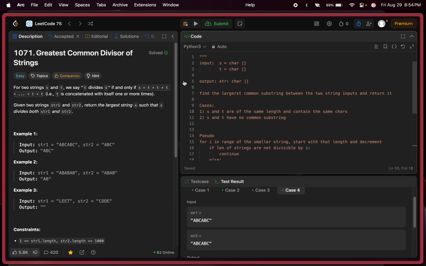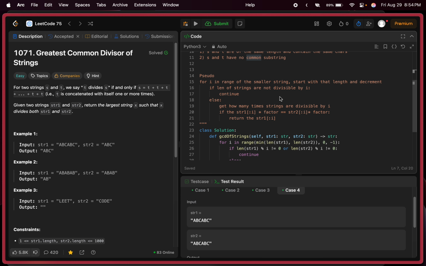So, getting right into some comments here. We know that basically what they're asking us to find is the largest common substring between two string inputs and return the substring. Essentially, they want us to get a substring of both strings that, when multiplied, could give both strings. In other words, whatever the length of the substring is needs to be a factor of both strings.